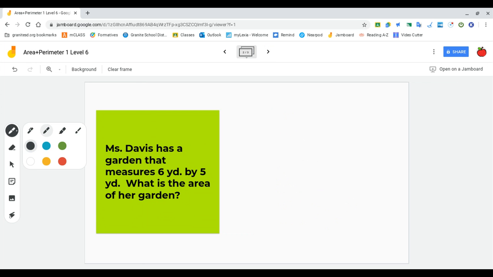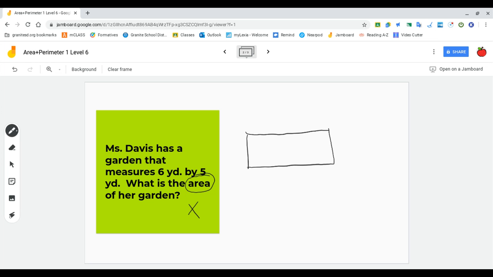Miss Davis has a garden that measures 6 yards by 5 yards. What is the area of her garden? Keyword is area. That tells me I'm going to be using multiplication. And this time I have a rectangle because the sides are different lengths or different measurements. So one of them is 6 and it's yards, and the other one is 5. With rectangles, I know that the opposite ends are identical. So what that means is if this length is 6, this one is 6. And if this height is 5, this height is 5.